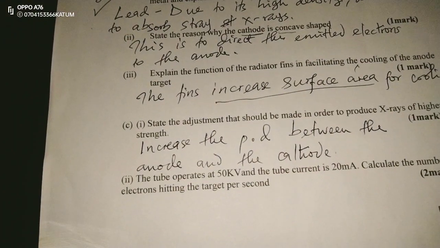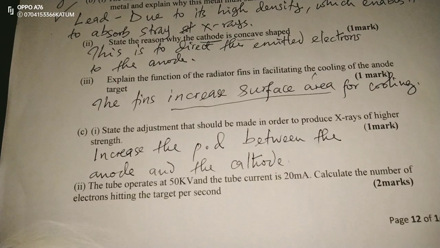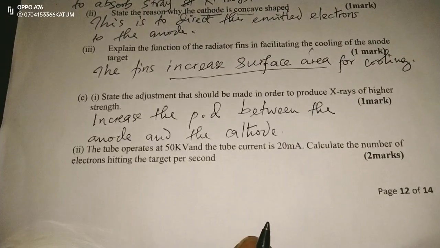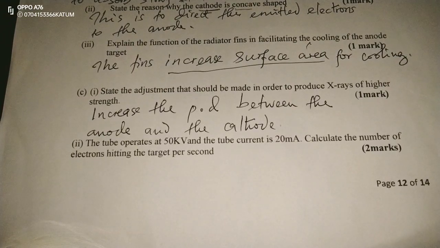Remember, the potential difference between the anode and the cathode is what ensures that the beam of produced electrons is accelerated towards the anode. So for a greater acceleration, we need a greater potential difference. That means the beam of electrons is greatly attracted and comes with a lot of kinetic energy, such that the X-rays produced by conversion of this energy will also possess a greater energy and hence a higher strength. Therefore, increasing potential difference increases the acceleration of the electrons, and hence the X-rays have a higher strength.